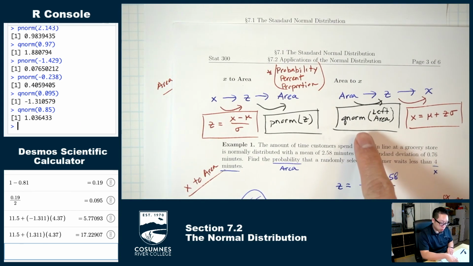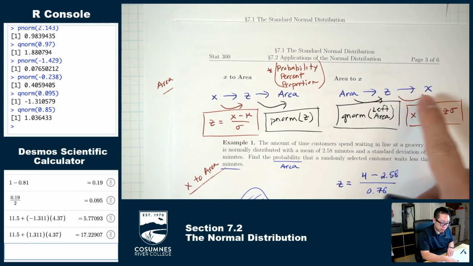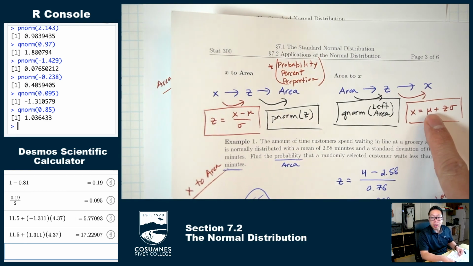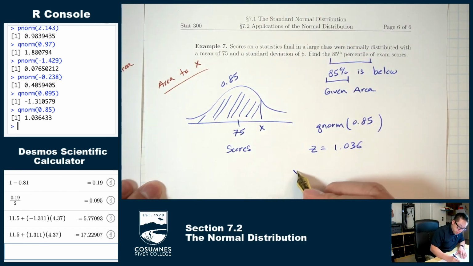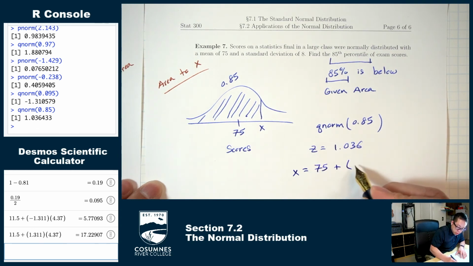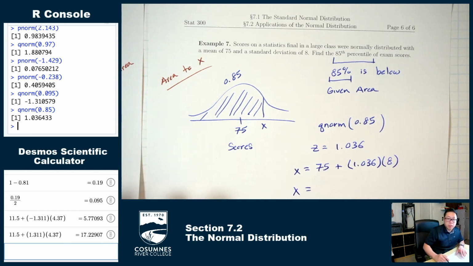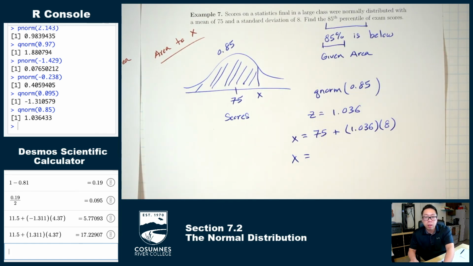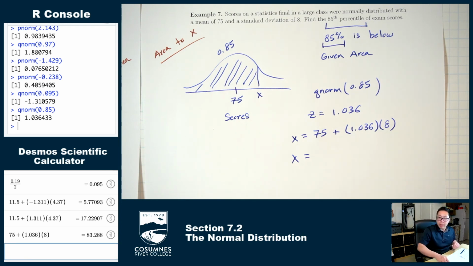All right, we just did Q-norm. That takes us from area to z, from z to x. Do the x formula. So x equals the mean, which is 75, plus the z, which is 1.036, times the standard deviation, which is 8. Okay, so plug this into my Desmos. 75 plus parentheses 1.036 times 8 is 83.288.